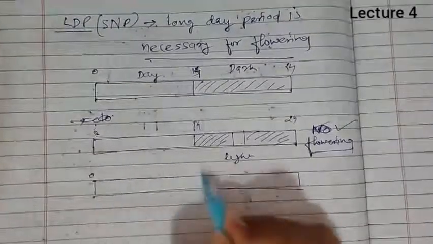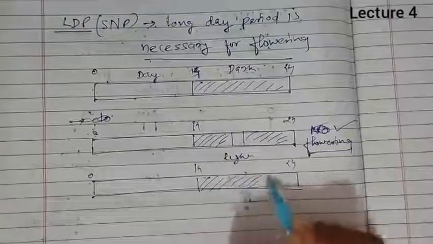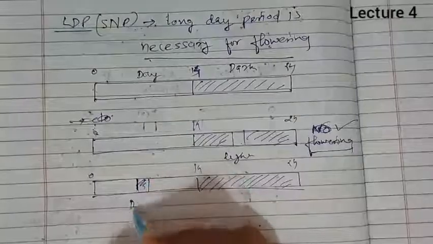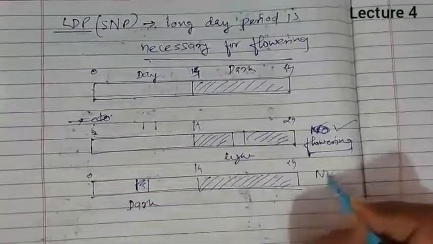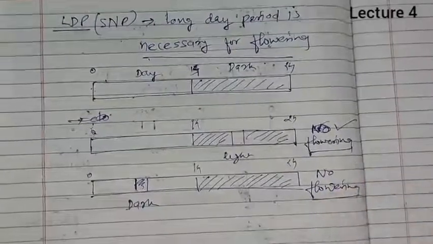But if we break the day period with a dark period, flowering will not occur because they need a long day period, and here the day period becomes shorter.